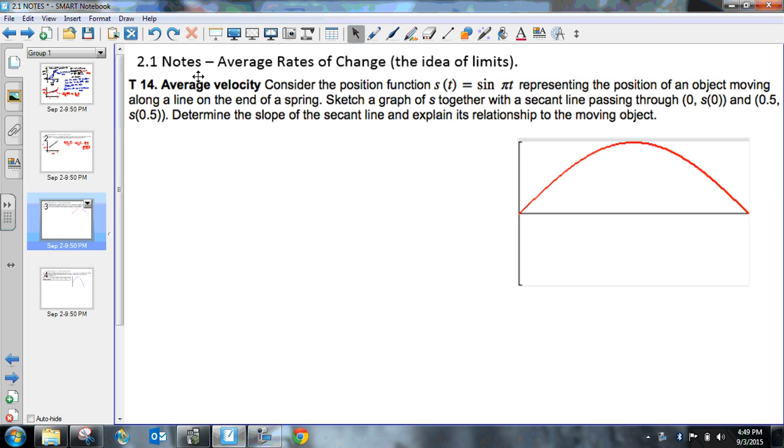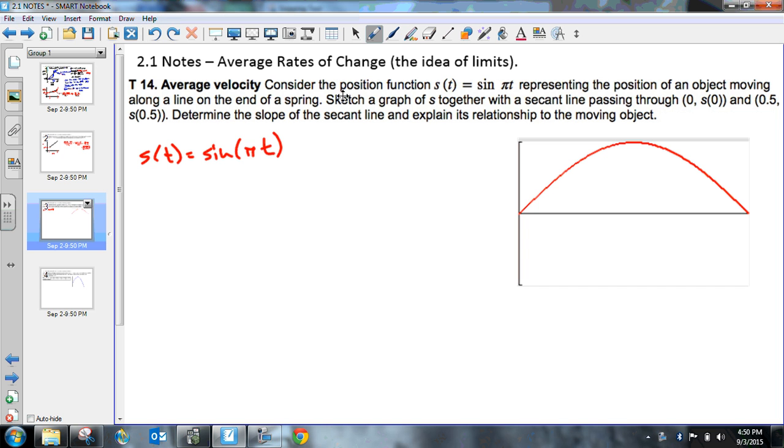Okay, welcome back. Problem number 14, how does this calculate the average velocity? We're given this function, s of t is equal to sine of pi t. So let me write that out. Let me use red. So s of t is equal to sine of pi times t. Okay, and that represents the position of an object moving along a line on the end of a spring.